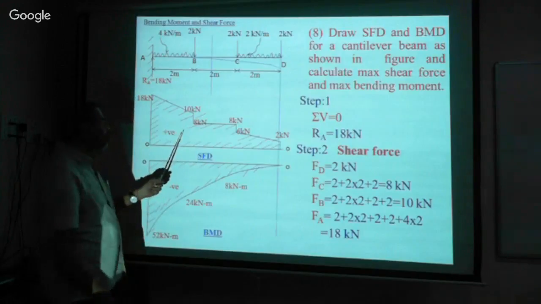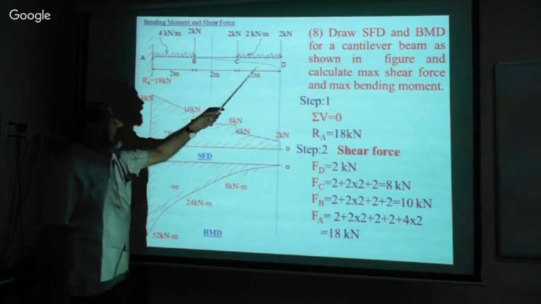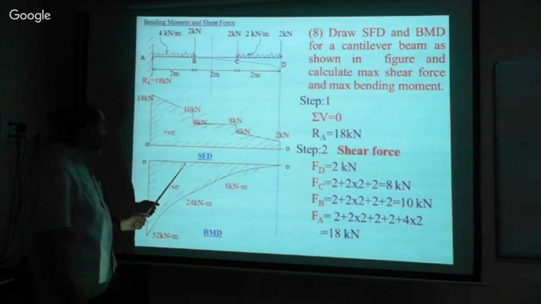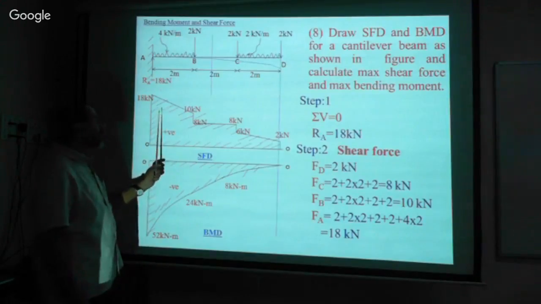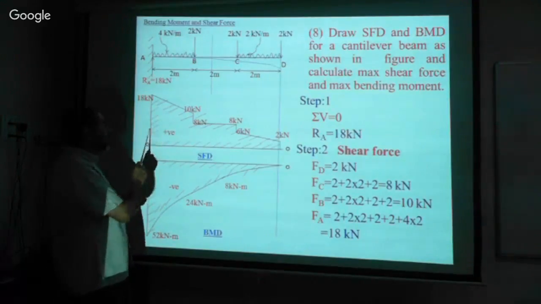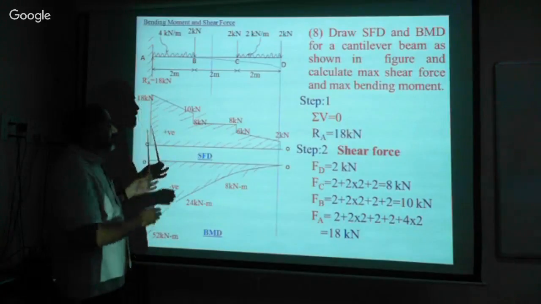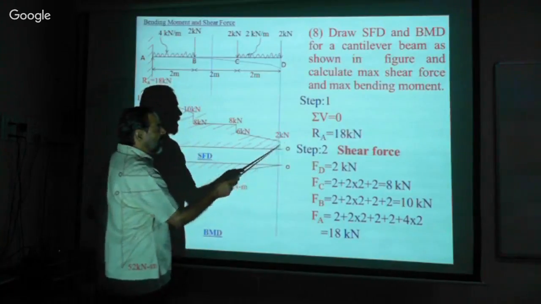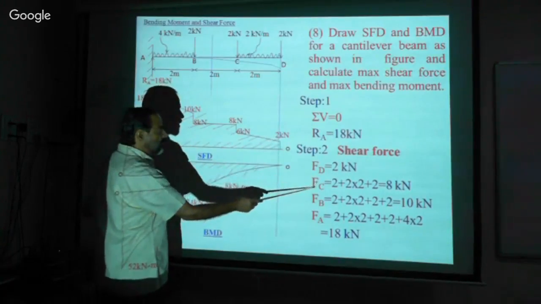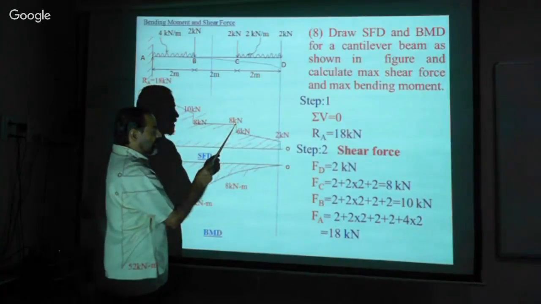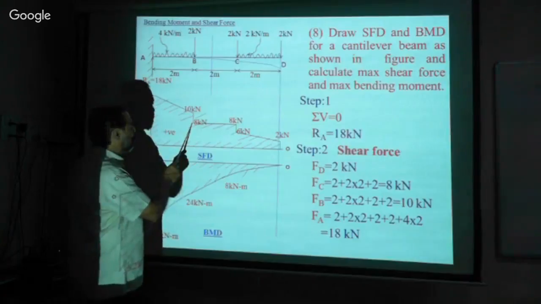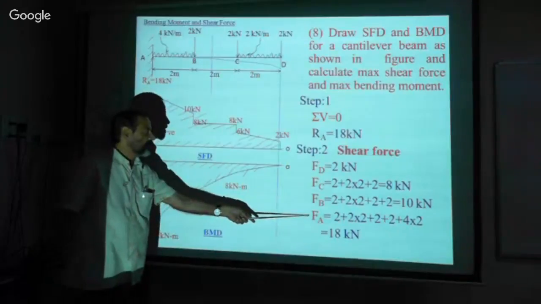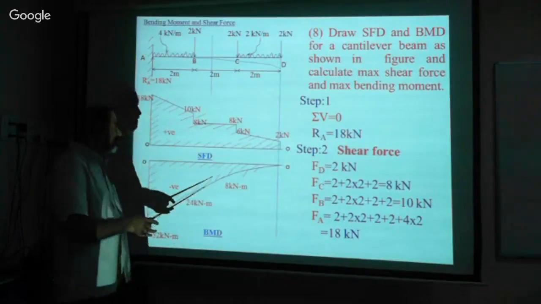Now, this is step 2. Step 1 is only to find the reaction, considering the entire beam section. And step 2 is to plot the shear force diagram. After plotting the shear force diagram, we can write down the shear force at D is equal to 2 kilonewton. Shear force at C is equal to 8 kilonewton. Shear force at B is equal to 10 kilonewton. And shear force at A is equal to 18 kilonewton. Now this completes the 2 stages.